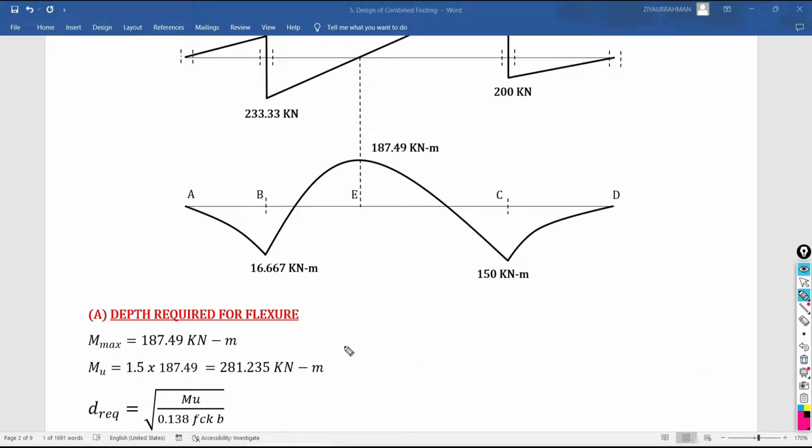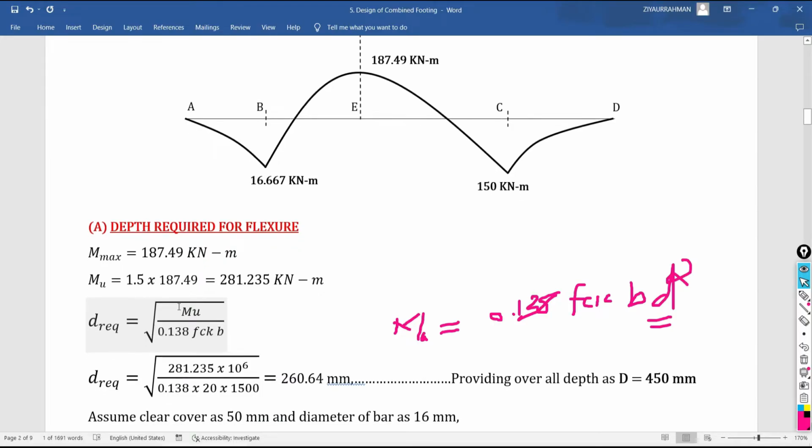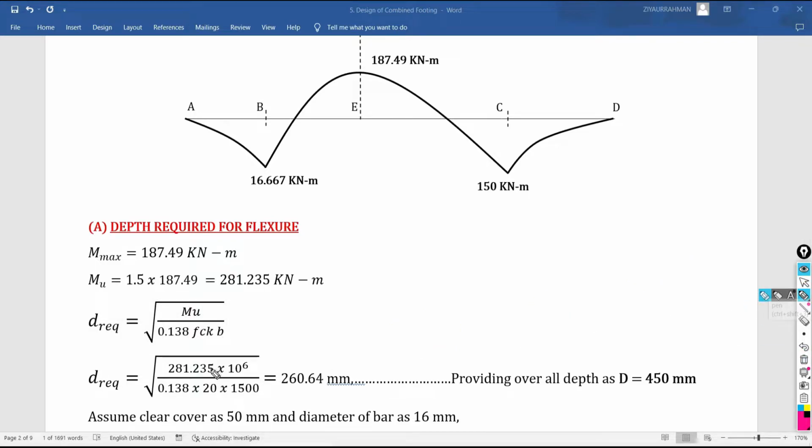The formula for finding the effective depth is: ultimate moment Mu = 0.138 fck b d squared. So to calculate the effective depth, d equals the square root of Mu divided by 0.138 fck b. Put all the values here: 281.235 into 10 raised to 6 Newton mm, divided by 0.138, fck is the characteristic strength of your concrete, which is 20, multiplied by the width of your footing.